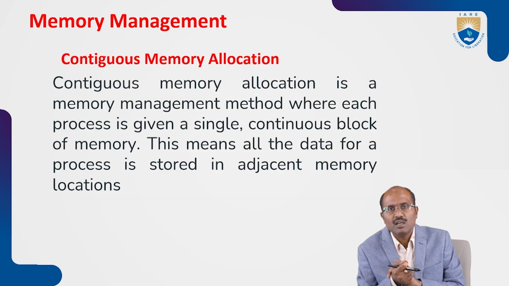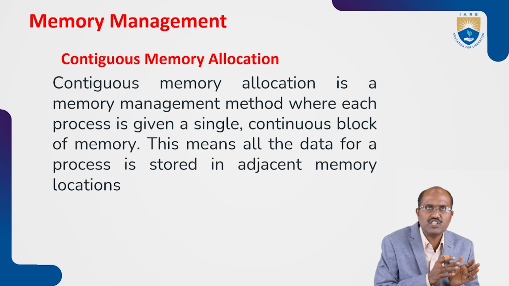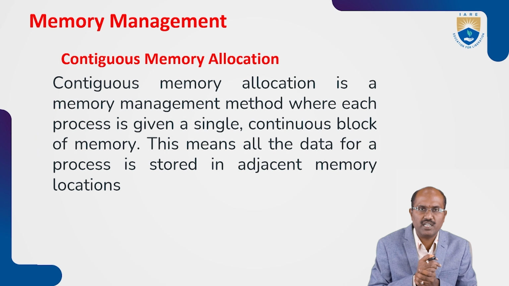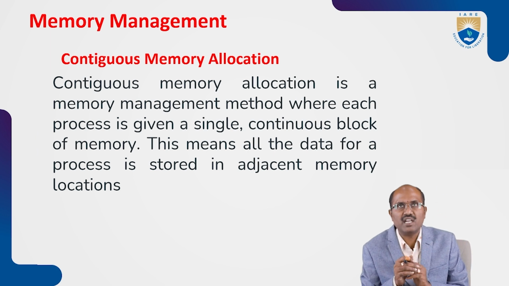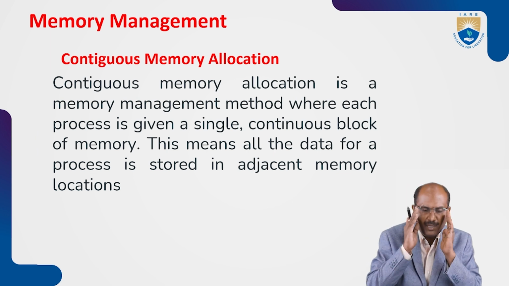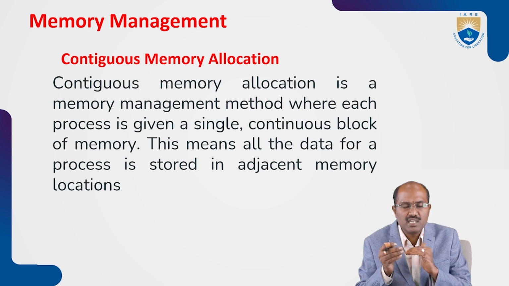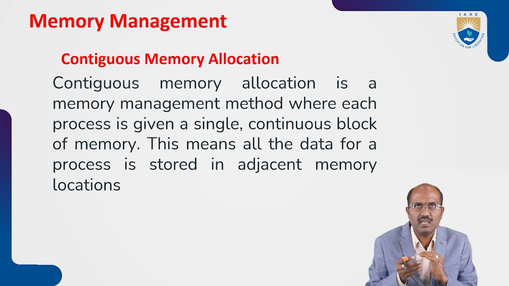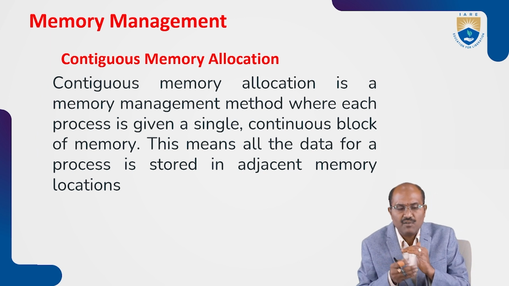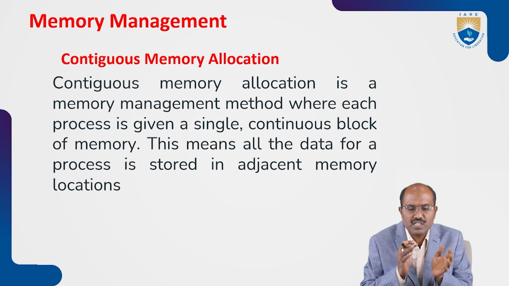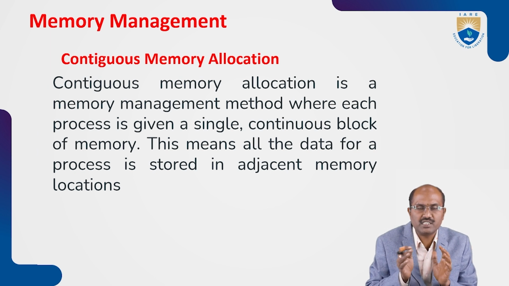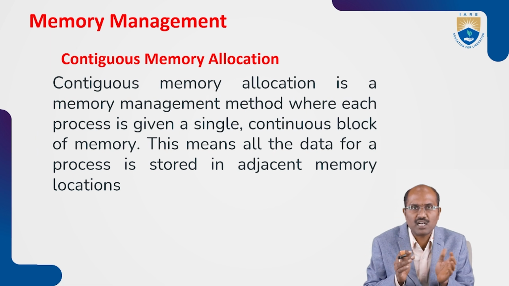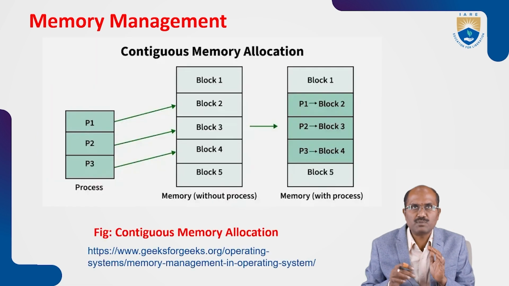Memory allocation can be divided into contiguous allocation and non-contiguous allocation. Contiguous memory allocation is a memory management method where each process is given a single continuous block of memory. This means all data for a process is stored in adjacent memory locations, and each process is given a single continuous block. That is contiguous memory allocation.